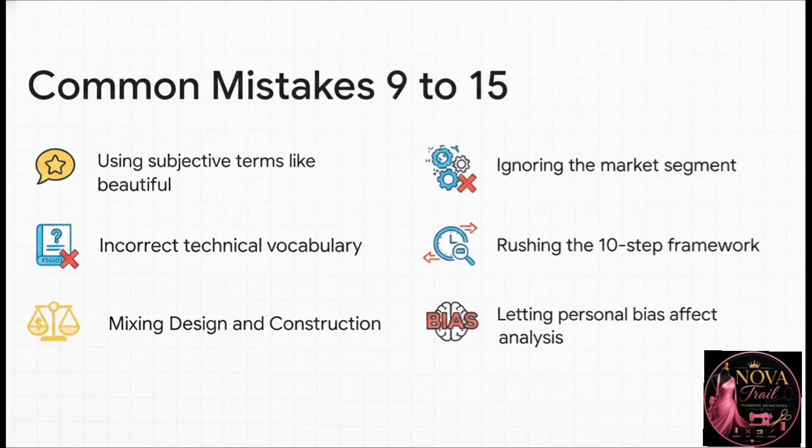And the pitfalls don't stop there. Using subjective terms like beautiful or ugly is a big no-no. So is using incorrect technical vocabulary. Remember, a dart is not a pleat. Or mixing up design and construction, like ignoring that a yoke serves both visual and structural purposes. The framework also cautions against judging quality purely by a price point, ignoring market segments, or rushing those 10 steps.